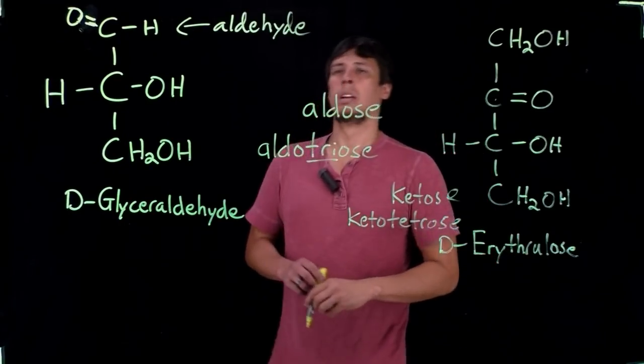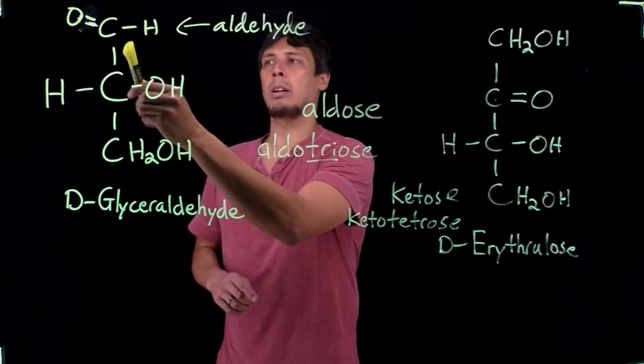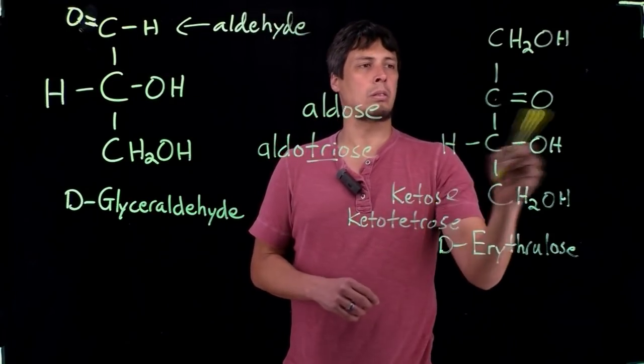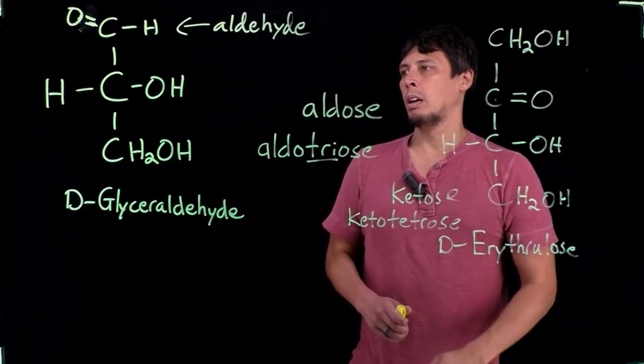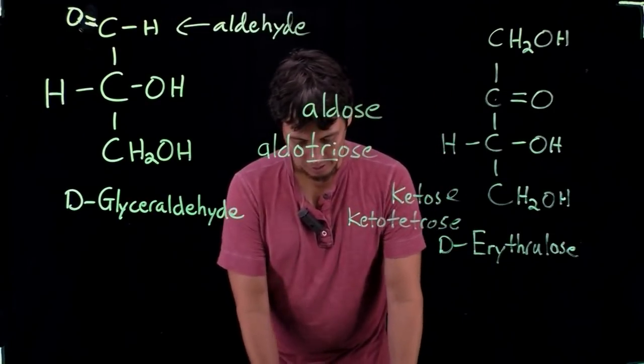So, an aldose has an aldehyde group. A ketose has a ketone group. That's how we can classify these two major classifications of simple sugars.